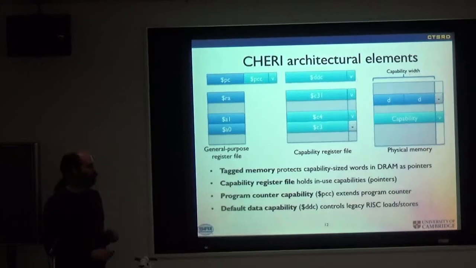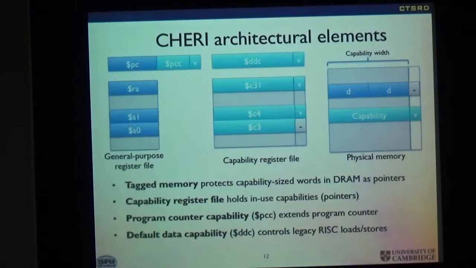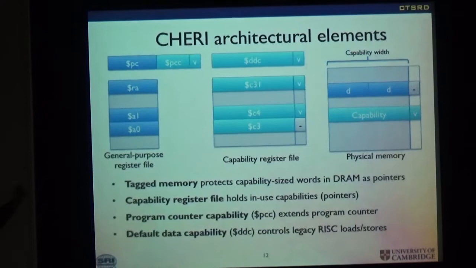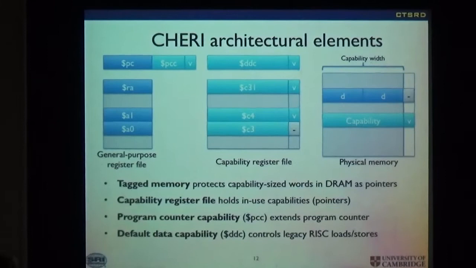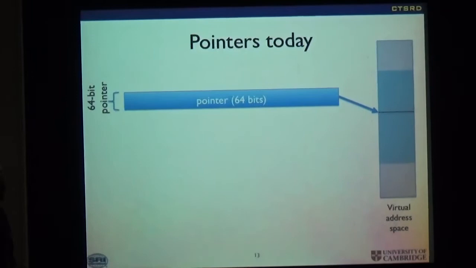So all accesses to memory are one way or another through a capability, either through explicit capability loads and stores, or implicitly through this default data capability. We have a conventional mixed process. That default capability allows read-write access to the entire virtual address space. In the case of a hybrid program, it might be reduced in size to only, say, the global variable space. And we've extended a few other registers. So I'll walk through the capability architectural model here.